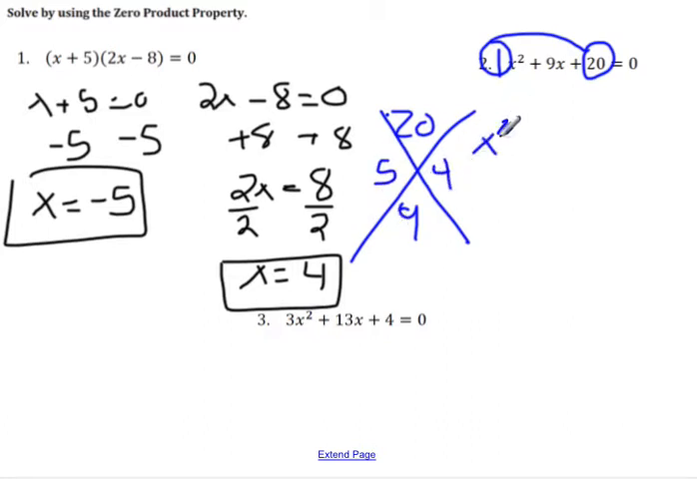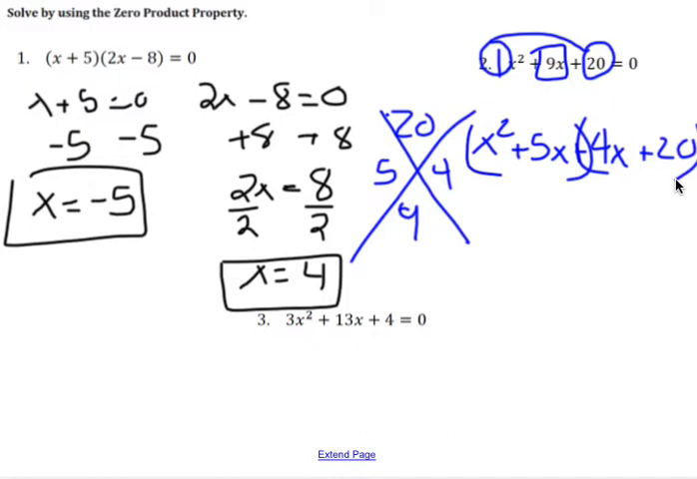So I have x squared. Now instead of writing 9x, I want to write that as 5x plus 4x. Remember, that's the same as 9x. I'm just splitting it up so I can use grouping. Then I'm going to factor by grouping.